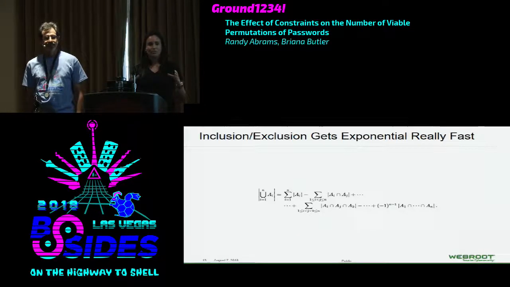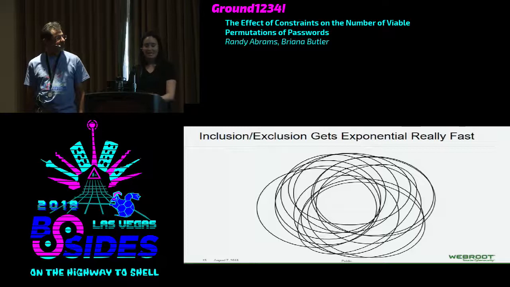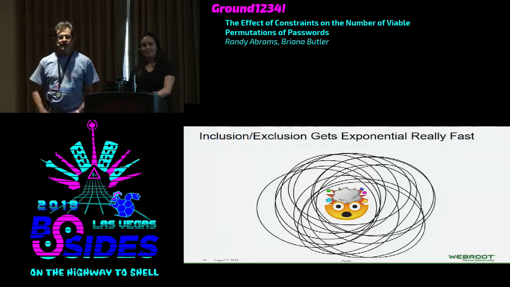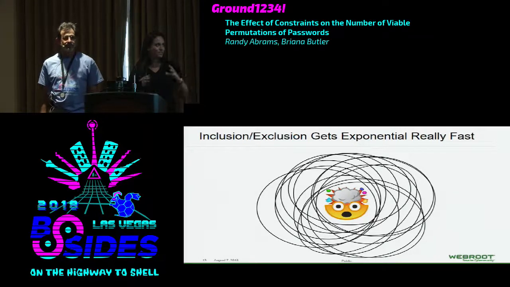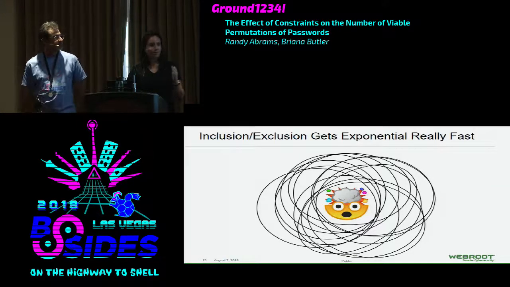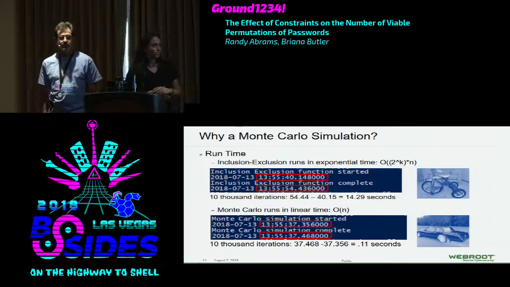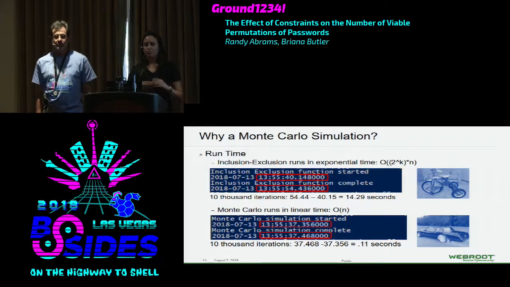But it's really good with a small amount of variables, but as that increases, it gets quite complex. As those variables increase, this kind of becomes your brain on the inclusion-exclusion, and so we went forward with the Monte Carlo simulation. So what it really came down to for the difference between these algorithms was runtime.